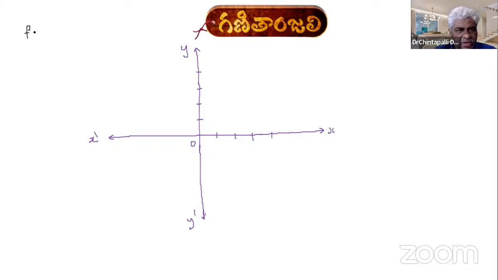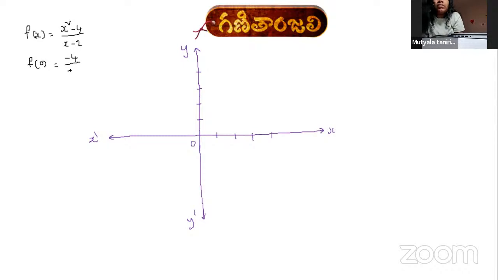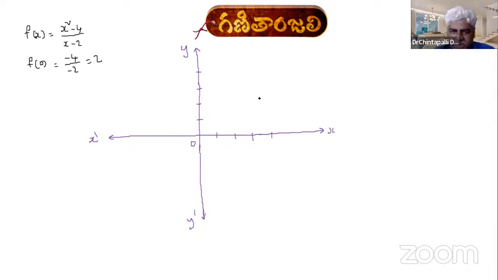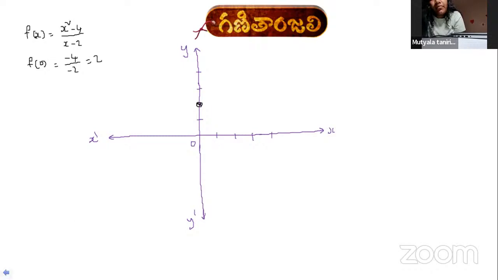f of x is equal to (x square minus 4) by (x minus 2). Okay. Let us find the value of f of 0. f of 0? -4 by -2. That's 2. That means if x is equal to 0, then y is equal to 2. Agree? Yes. So that is the point.